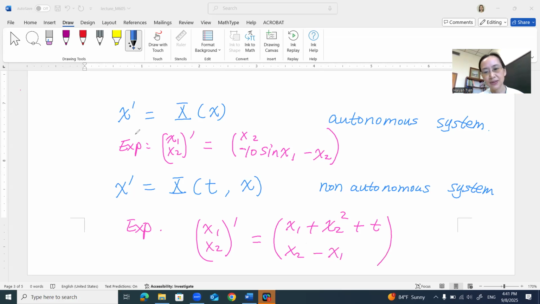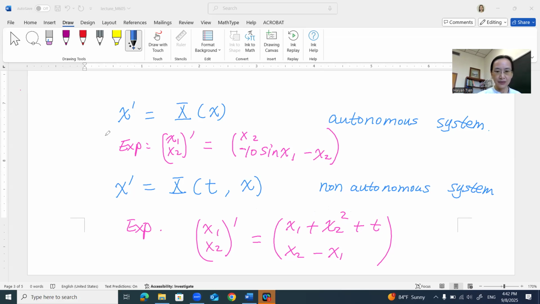So this example is non-autonomous because, as you can see, the vector field, this right-hand side, depends on t. Yes, t appears explicitly as a variable in the vector field.